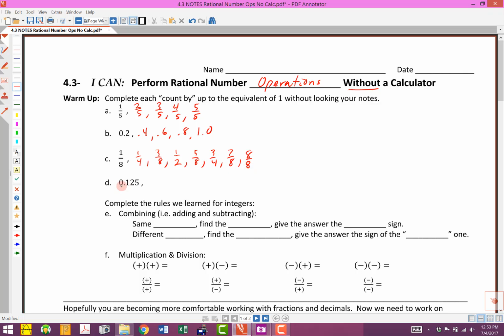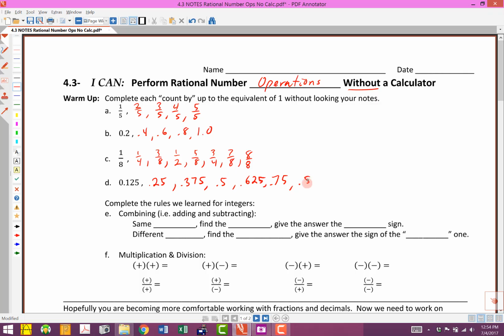Okay, let's count by 0.125. So you might remember that these are equivalent. We're counting by eighths, but this time in decimal format. So we're going to go 0.125. So that's going to be 0.250 or 0.25. Then it's going to be 0.375. The next one's going to be a half, so that's going to be 0.5. The next one's going to be 0.625. And again, these take a little time to memorize.